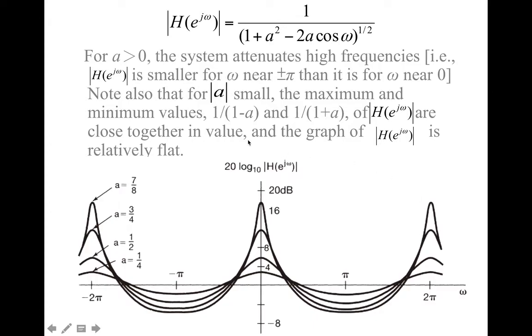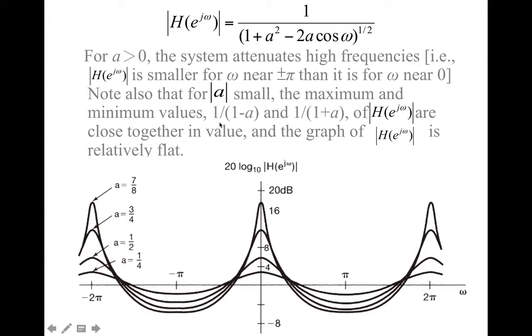So when omega is equal to 0, then the magnitude is 1 divided by 1 minus a. When omega is equal to pi, the value is actually 1 divided by 1 plus a. And we know a is between 0 and 1.